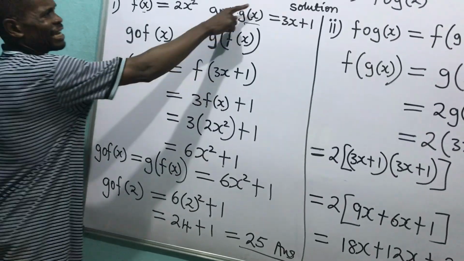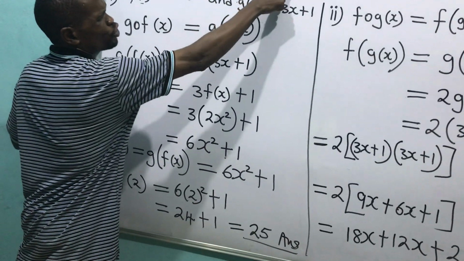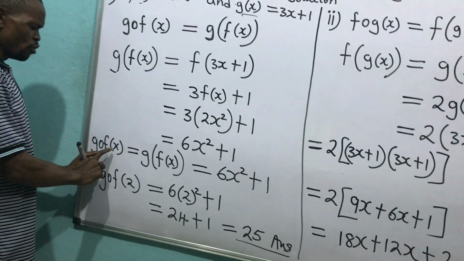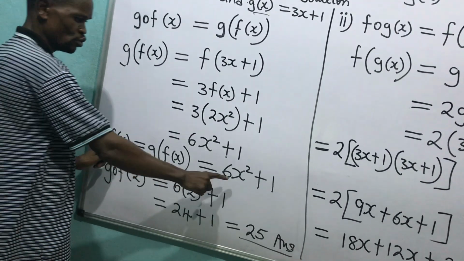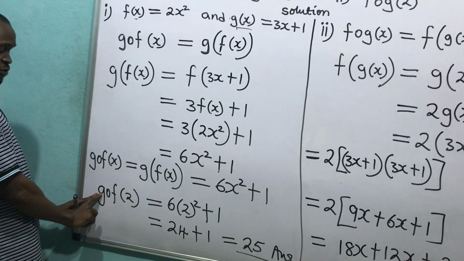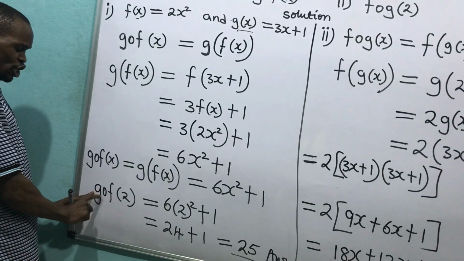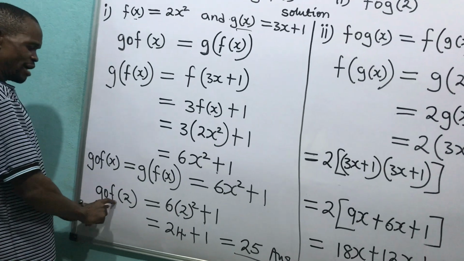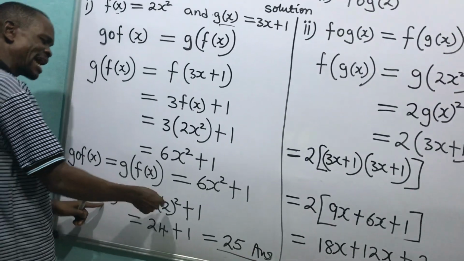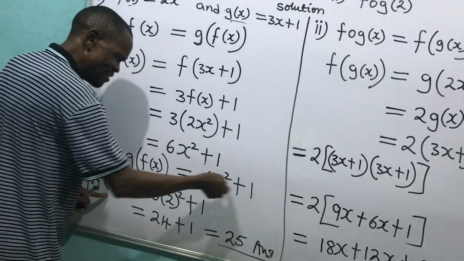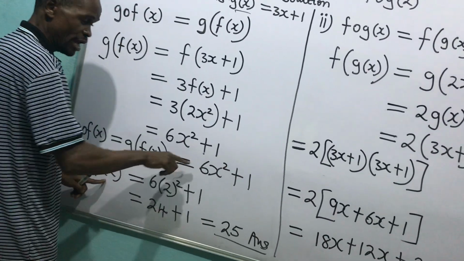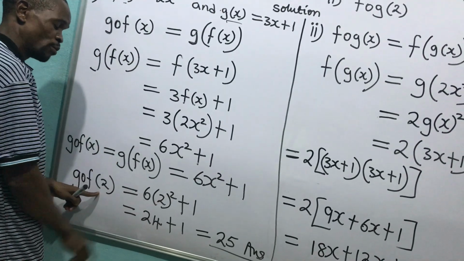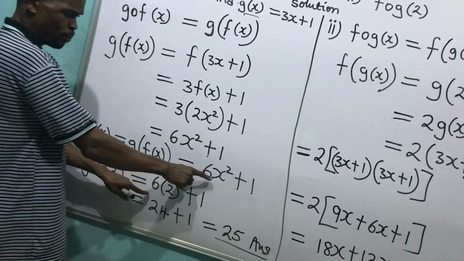Then, what they asked me is to find g of f of 2. I'm going to remove the x and put 2. Now look at it. I'm going to remove x and put 2, and that's g of f of 2. Any place I see x in this value, I'm going to put 2. Therefore, I have to put 2 here.